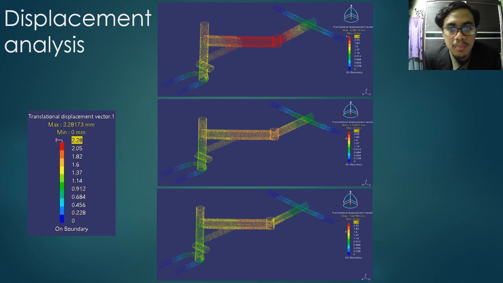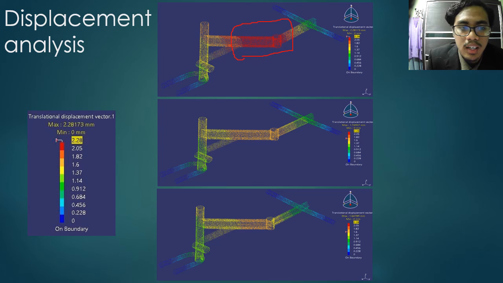So for the displacement analysis, the pattern for all three models is the same, but the value is different. I set the maximum value the same for all three of them so that the color contour has the same standard, from 0, the dark blue, to 2.28 millimeter, the red. We can see that the top figure, the rectangular one, has a red value in the middle.